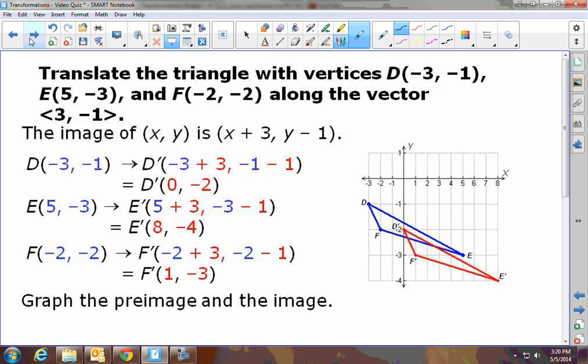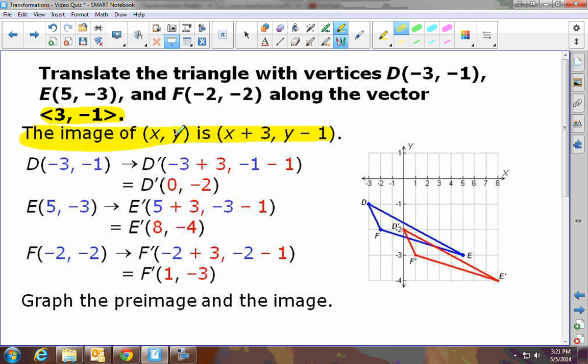Okay, and here are some practice problems for you to look at, but I don't want to spend too much time, so you can pause and take a look at what they're doing. All they're doing is saying that we're going to translate it over the vector (3, -1). So that means we take each point and move it over 3 and then down 1, because 3 is our x and -1 is our y. So that's what you see here.